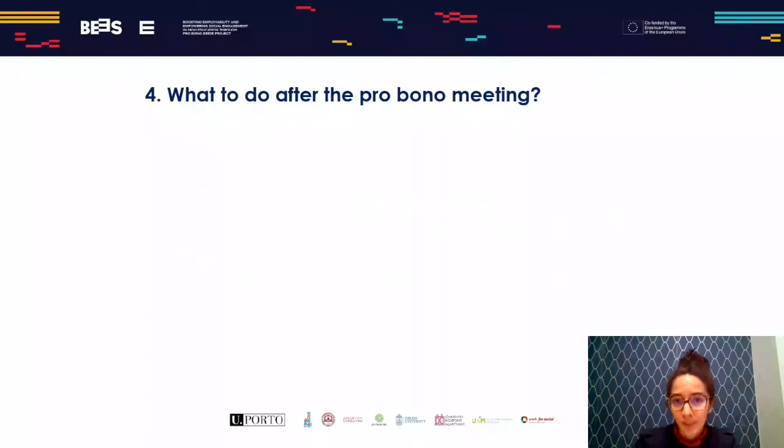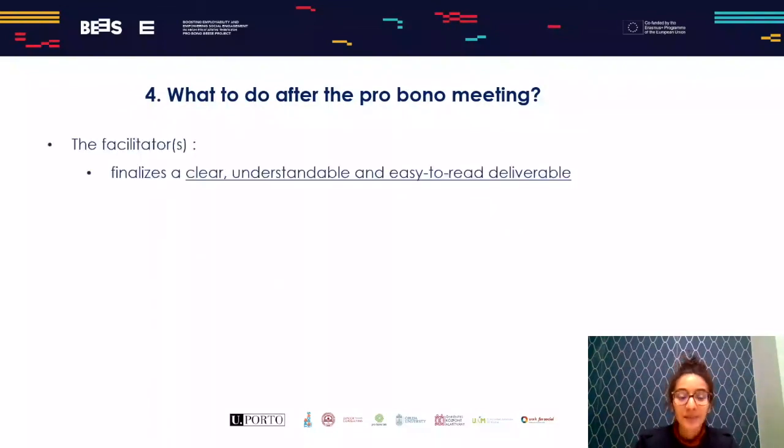So what to do after the pro bono meeting? The deliverable is rarely finalized at the end of the pro bono meeting. So it is the facilitator's job to organize the ideas that have been generated throughout the meeting and to clean up the deliverable so that it is clear, understandable, and easy to read by someone who has not participated in the project, for instance.